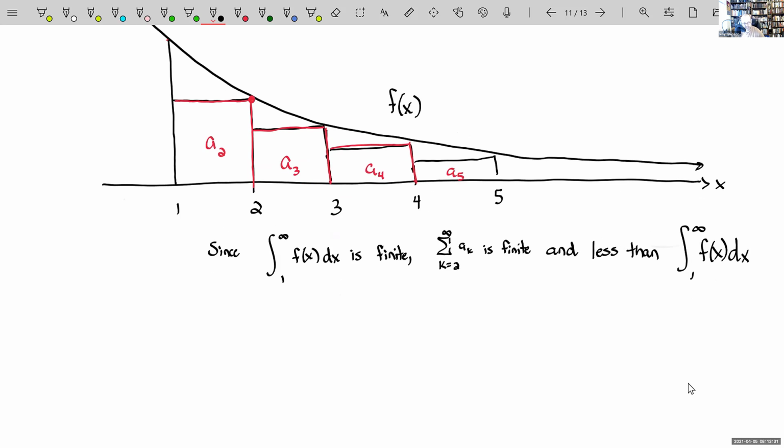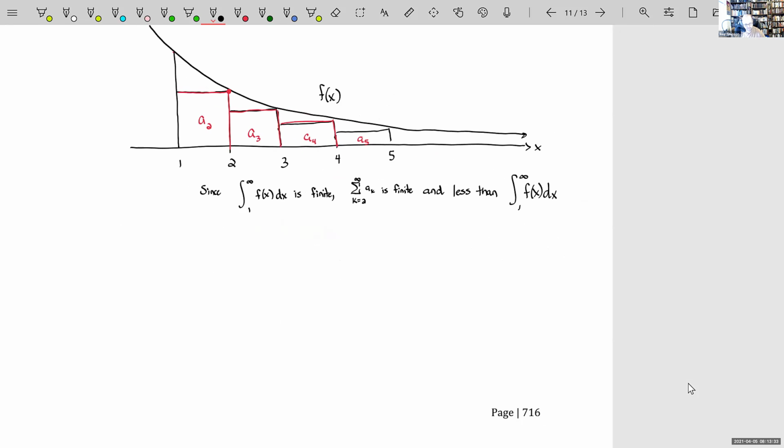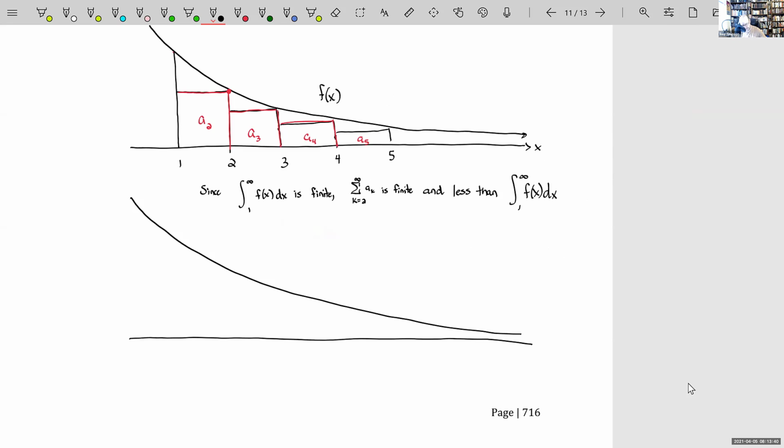Actually, I'm going to do a second picture here before I do the other one. We can also do left endpoints. I'll do the same exact slicing here: 1, 2, 3, 4, and 5. I'm just getting these nice slices in here. In this case, I'm going to do left endpoints.